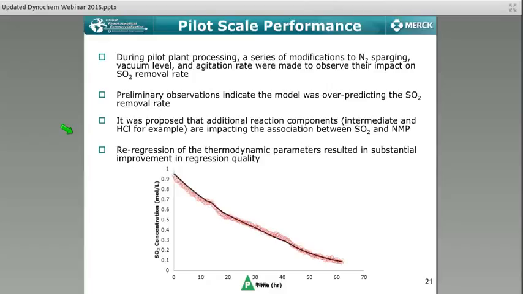What was proposed, though, was that additional reaction components, for example the substrate and intermediate from the previous reaction, as well as HCl, were impacting the degree of association between SO2 and NMP. So by simply re-regressing some of those thermodynamic parameters, the enthalpy and entropy terms, we were able to improve regression quality substantially. You see here, during the course of that run, where you're dynamically changing sparge rate, vacuum level, and agitation rate, commensurate changes in the fit that actually seem to regress very well against the lab scale data.